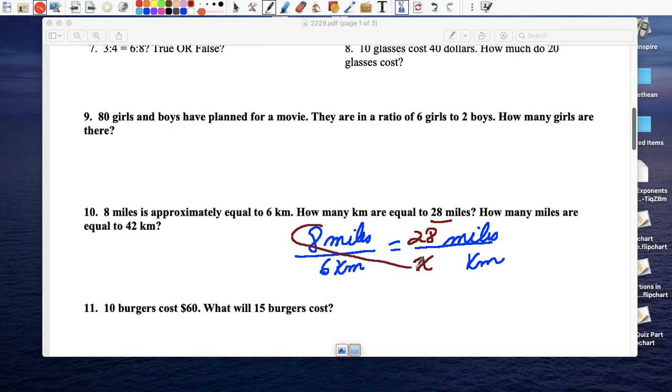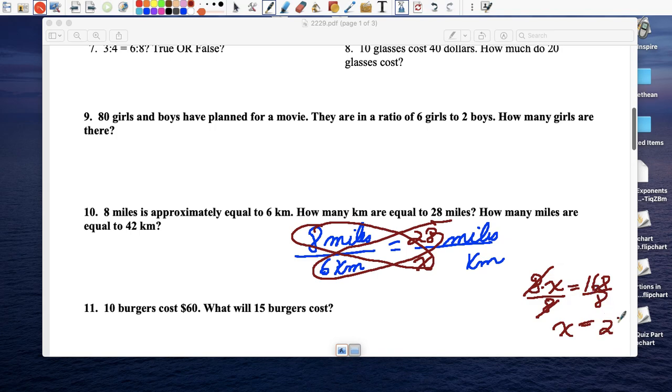So 8 times x is 8x. And 6 times 28 is 168. Now what are we going to do? We're going to divide by 8. Divide by 8. This is going to go away because it simplifies to 1. And x equals 168 divided by 8 equals 21. Okay, so that's the first question.